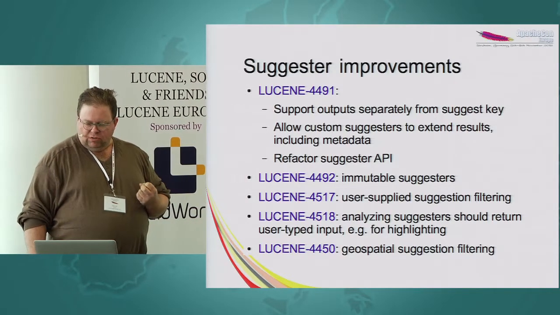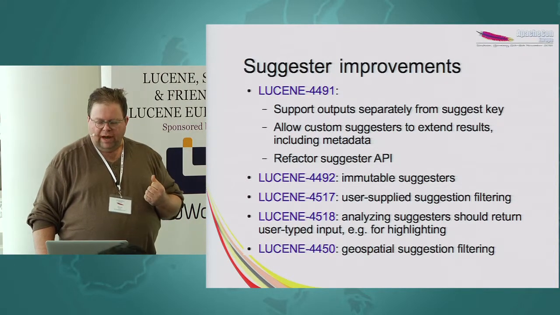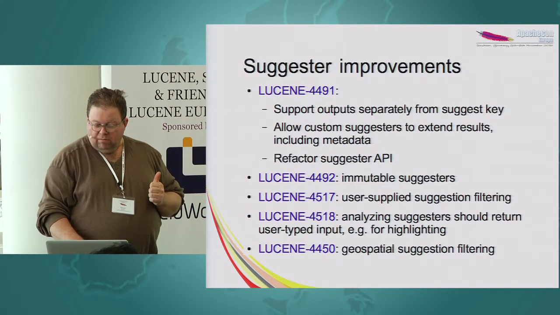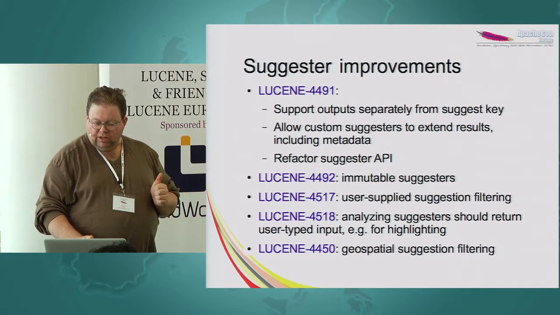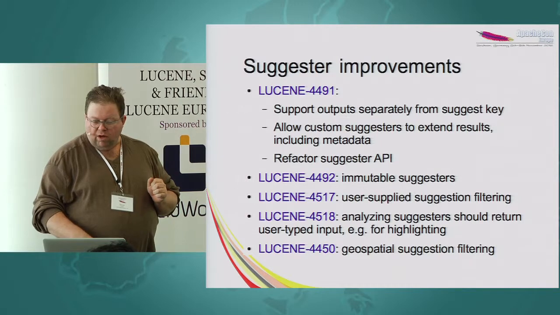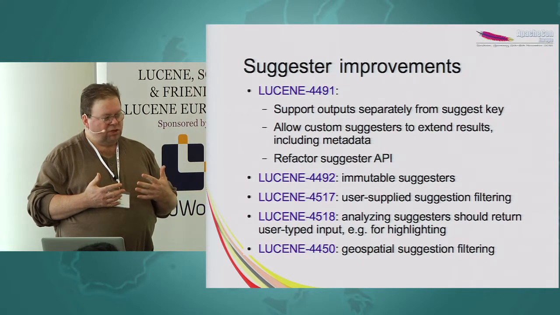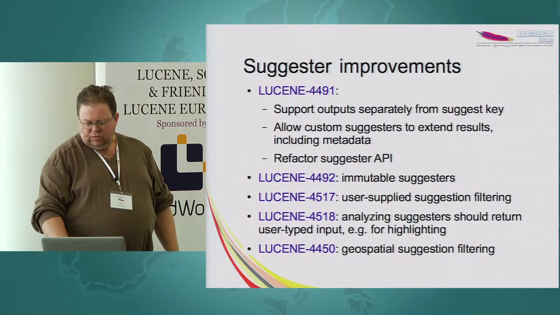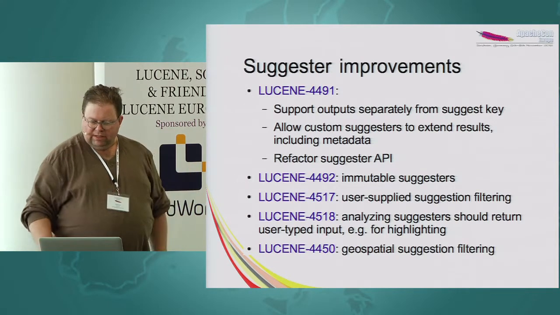4518 allows for analyzing suggesters to return user-typed input, for example, for highlighting. 4450, I think the people working on 4517 and 4450 should talk to each other, because this is another form of filtering, in this case, a particular kind of function over, I think this one is to restrict to a particular distance.